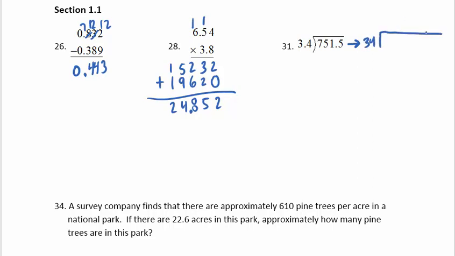Now, because I moved this decimal on the outside, I need to move this decimal in here to match. So notice we moved it one place to the right. So I'm moving that guy one place to the right. So 7, 5, 1, 5, point.